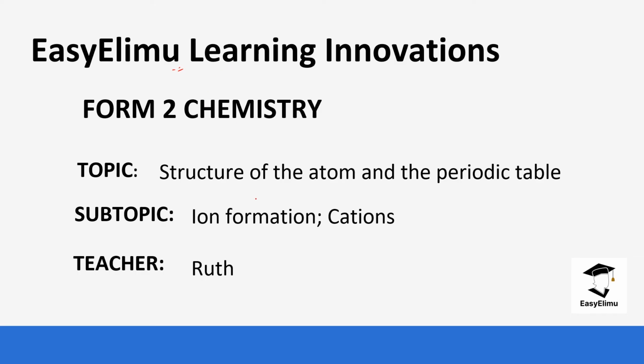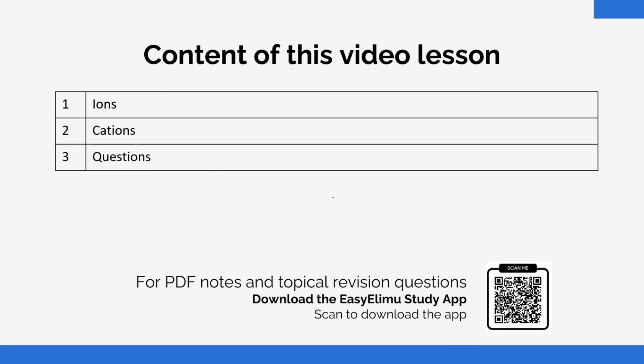My name is Ruth, and today we are going to be discussing the topic the structure of the atom and the periodic table. We are going to look at ion formation, and specifically we are going to be discussing cations. Previously, we talked about the discovery of the periodic table. We are also able to identify groups and periods of elements in the periodic table. You can go back and check that video. So for this lesson, we look at the definition of ions and specifically cations, and then you do some practice on the same.